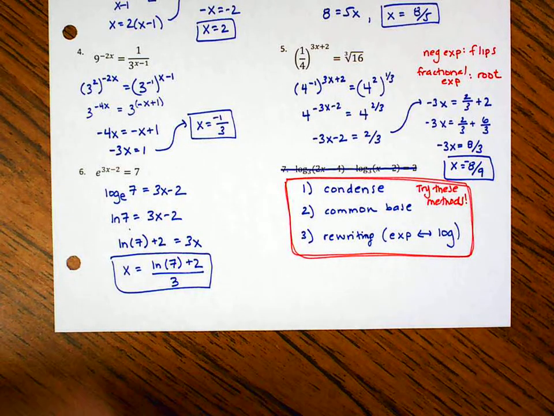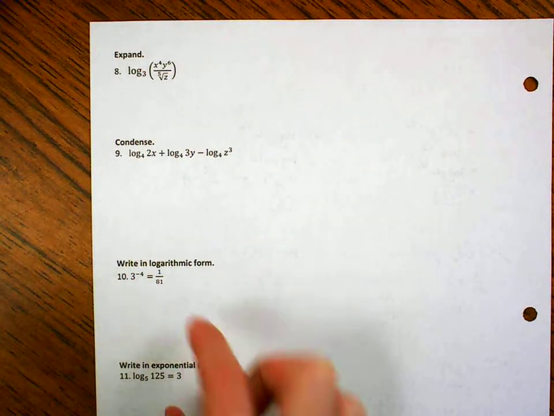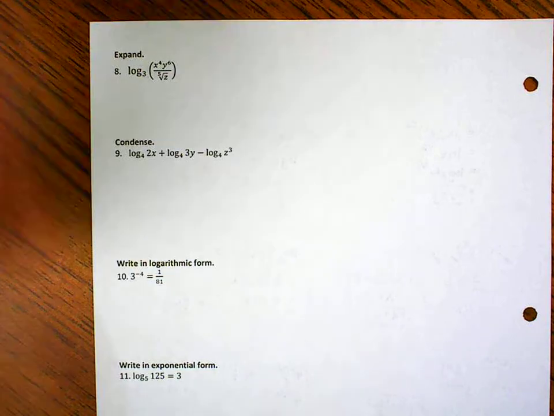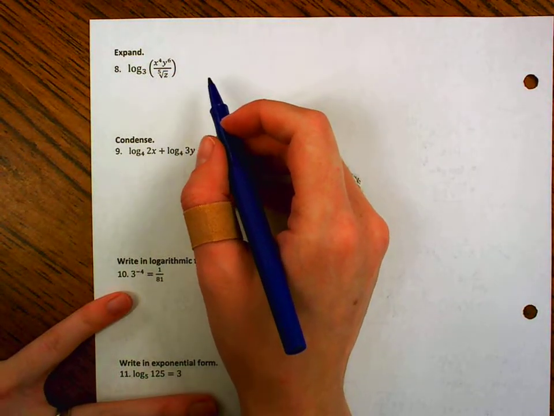Okay, so to the back we go. The back actually gets easier. The first two here are going to be condensing, expanding, and then we're just going to switch their form. So number 8, we'll do that first. When I expand, the first thing I want to do is break this up into multiple logs.